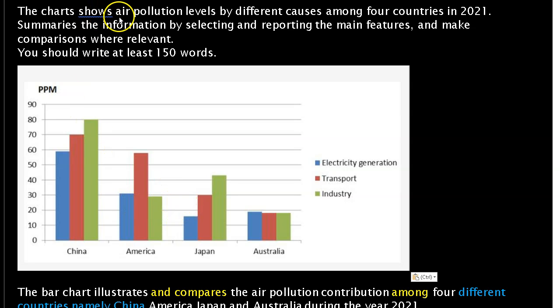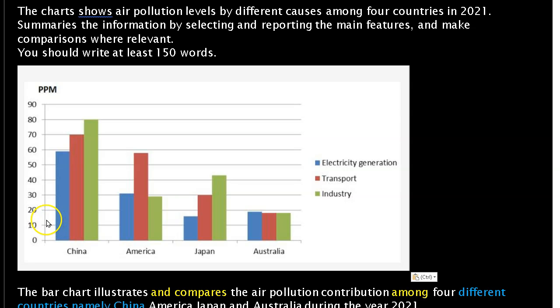The chart shows air pollution levels by different causes among 4 countries in 2021. Wait, it is 2021. How do they know what this is, the future? Summarize the information by selecting and reporting the main features and make comparisons where relevant. Okay, so let's analyze our graph here.